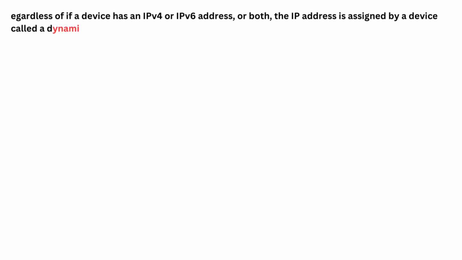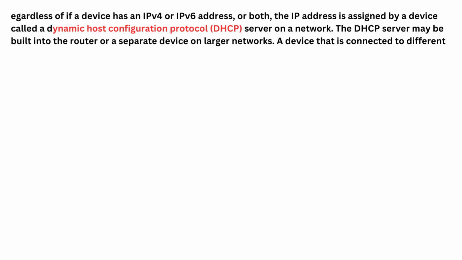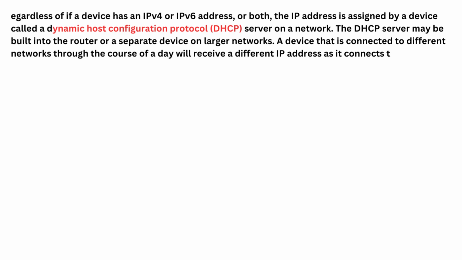Regardless of if a device has an IPv4 or IPv6 address, or both, the IP address is assigned by a device called a Dynamic Host Configuration Protocol, DHCP, server on a network. The DHCP server may be built into the router or a separate device on larger networks. A device that is connected to different networks through the course of a day will receive a different IP address as it connects to different networks.